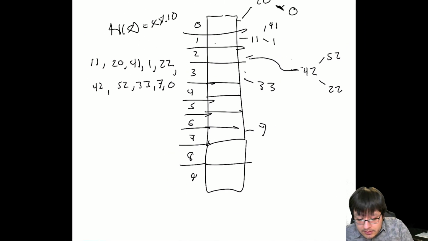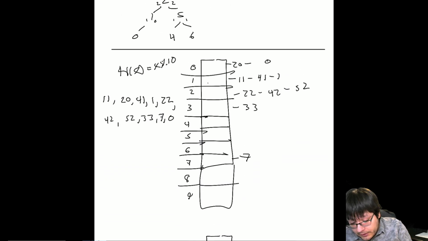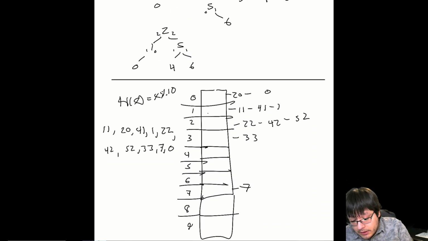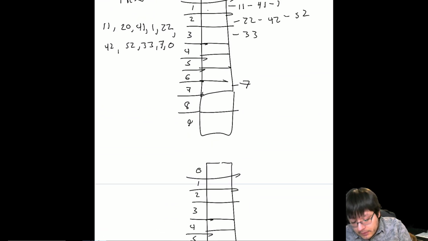Okay, so that's chaining. Open addressing: we can do linear probing and quadratic probing and double hashing. Let's go ahead and perform linear probing.